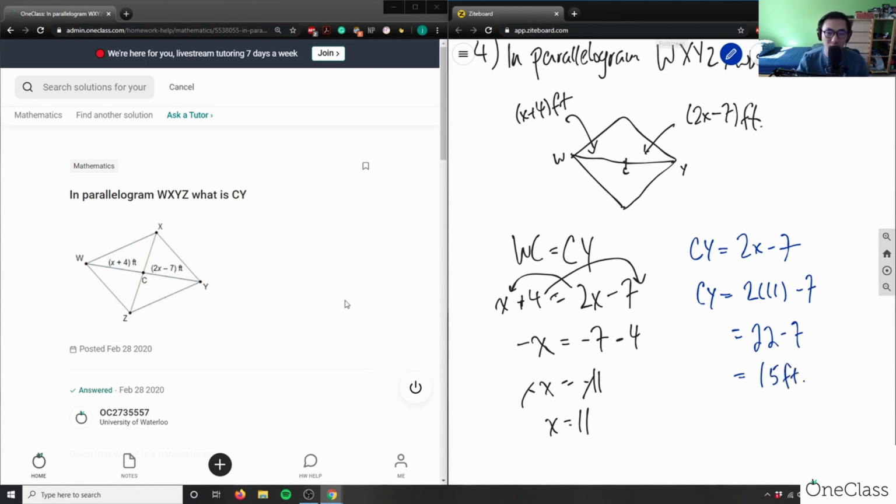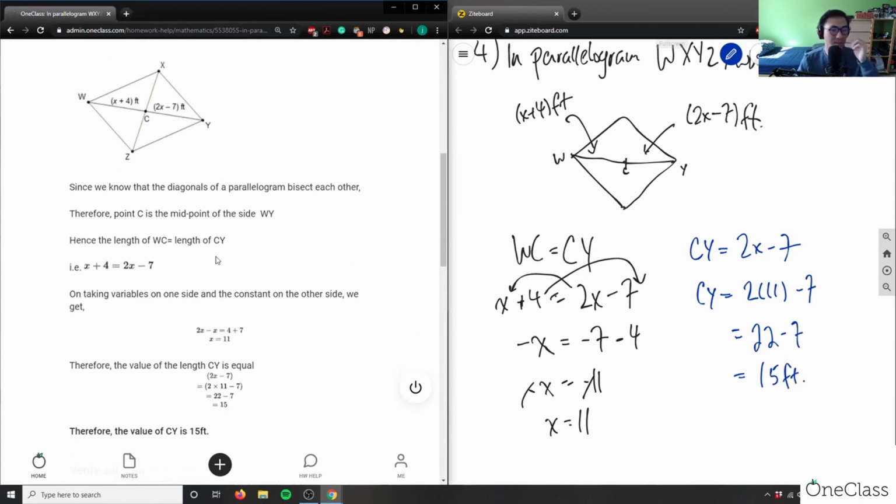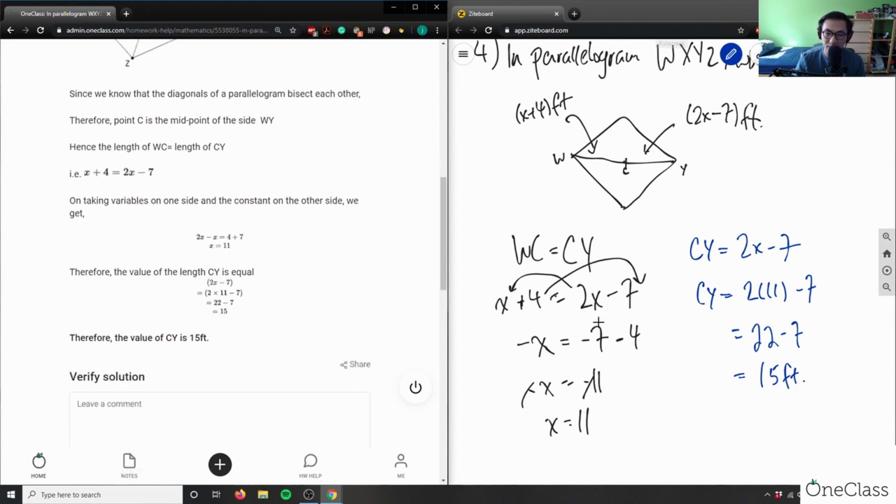So let's look at the solution here. Since the diagonals of a parallelogram bisect each other, C is the midpoint, which means that WC equals CY, and that's what I did here. They did the exact same thing. They took all their variables and rearranged this equation to solve for x. X equals 11, which is good, and they plugged this back into the equation and got CY equals 15 feet. So this here is correct.